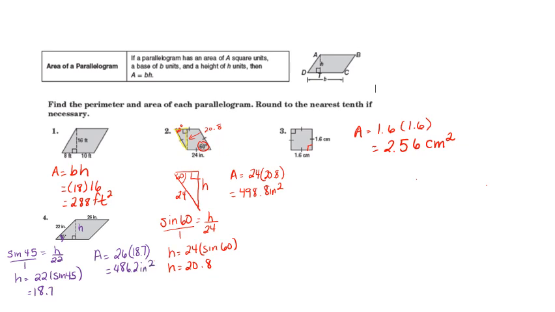So if you're missing the height on a parallelogram, lots of times you use trig to find that missing height. And the area of a parallelogram is base times height.